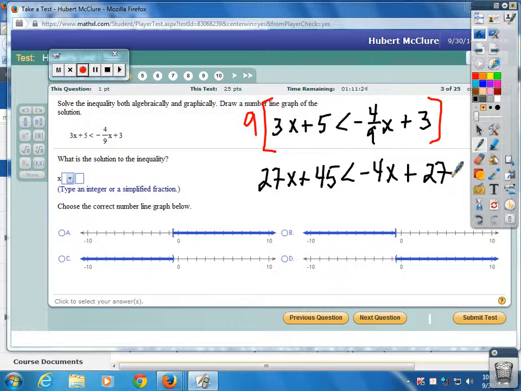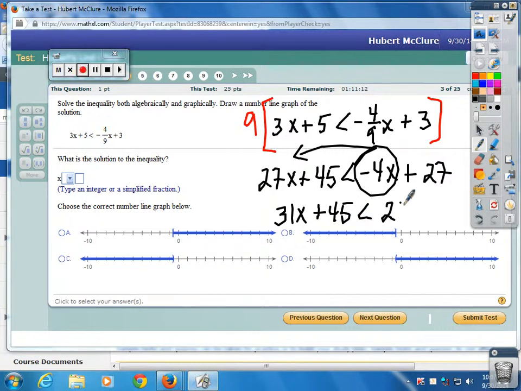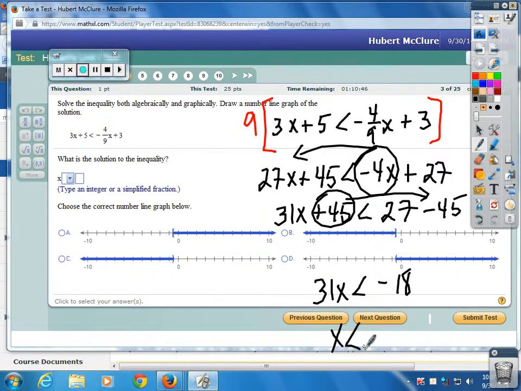Which x am I going to move? Negative 4x, and that'll give me 31x plus 45 is less than 27. And 45 becomes what? Take it across the river. Negative 45. 31x is less than, what is 27 minus 45? Negative 18. And x is less than negative 18 over 31.